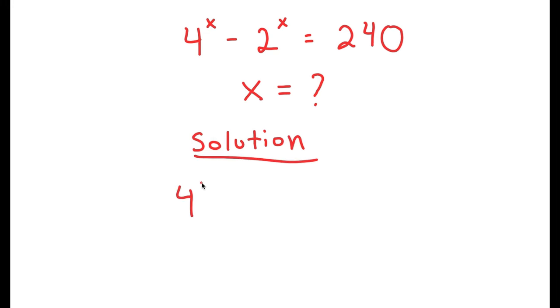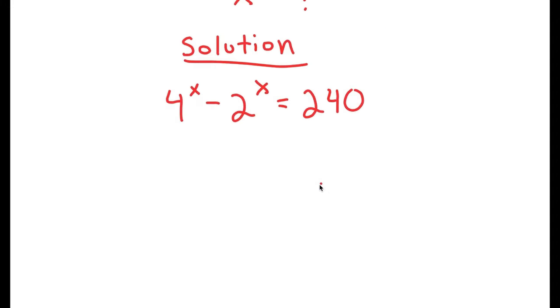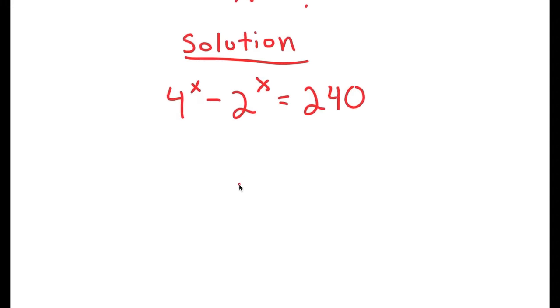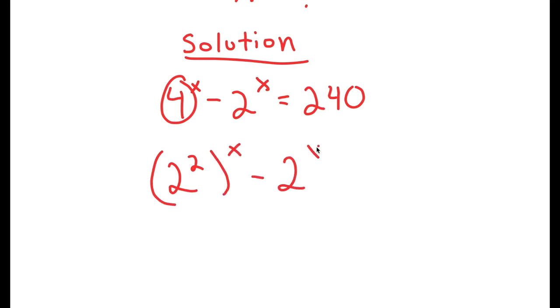So I'm going to first start with my equation. 4 to the power of x minus 2 to the power of x is equal to 240. And from here, I'm going to rewrite 4 as 2 squared. So I get 2 squared to the power of x minus 2 to the power of x is equal to 240.